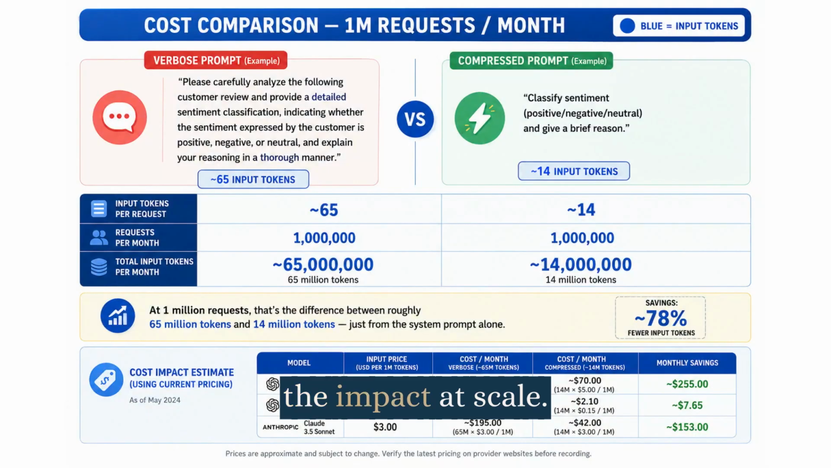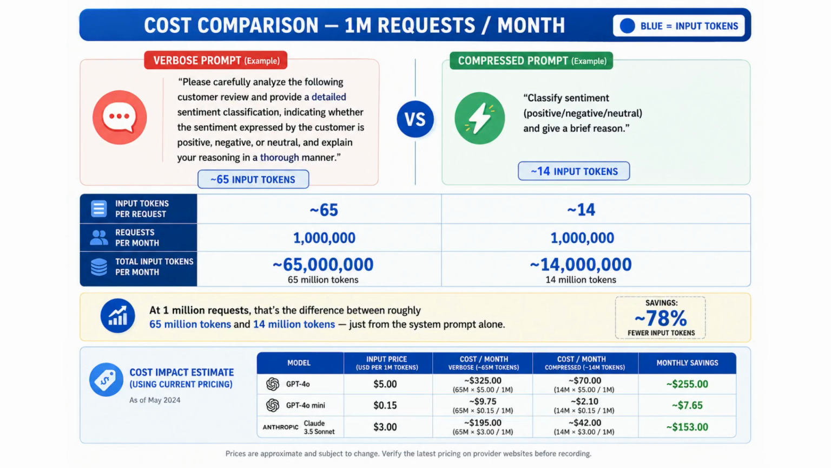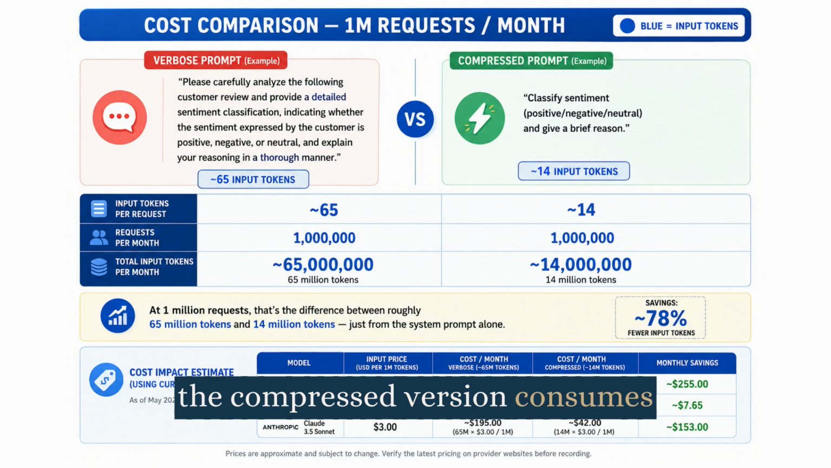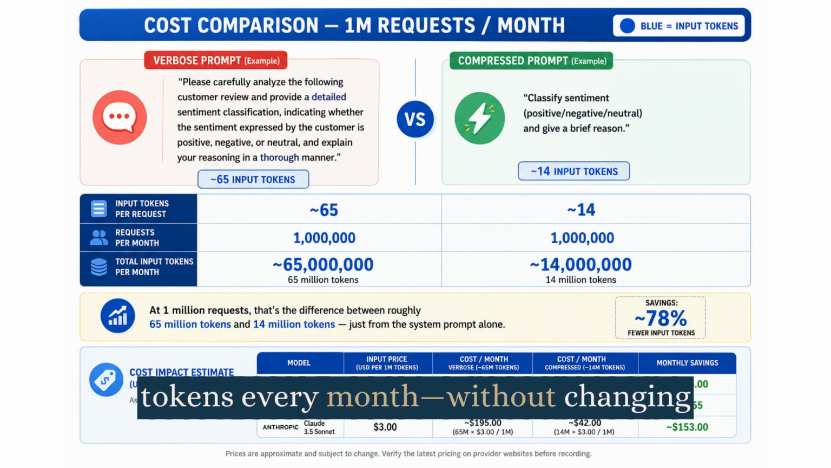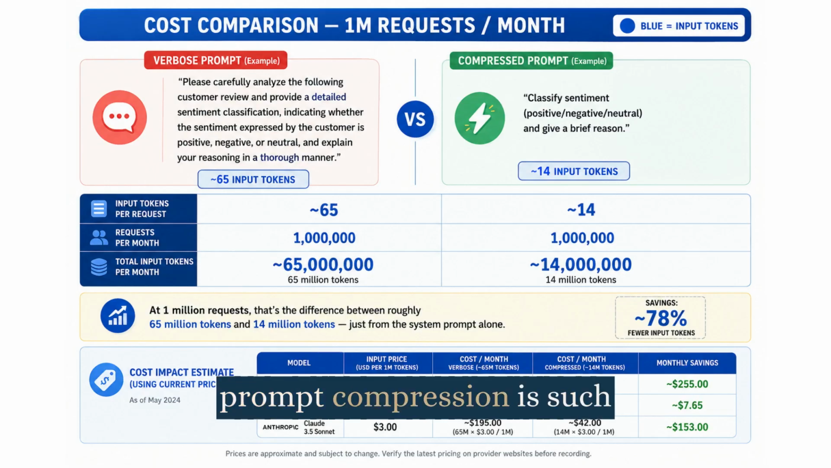Now, let's look at the impact at scale. Our verbose prompt uses about 65 input tokens per request, while the compressed version uses only about 14. That difference may seem small, but remember, the system prompt is sent with every API call. At 1 million requests per month, the verbose prompt consumes roughly 65 million input tokens, while the compressed version consumes only 14 million. That's a savings of more than 50 million tokens every month, without changing the actual task or output. This is exactly why prompt compression is such a powerful cost optimization technique.